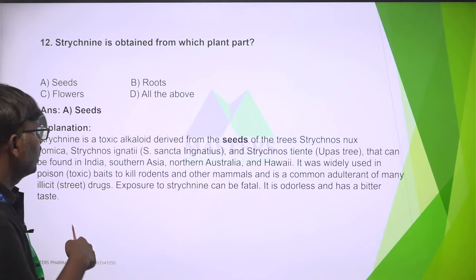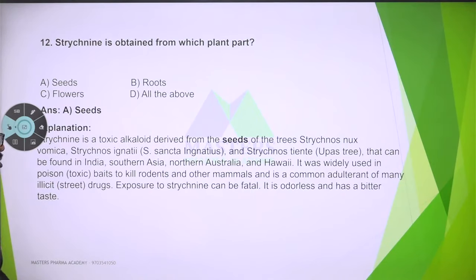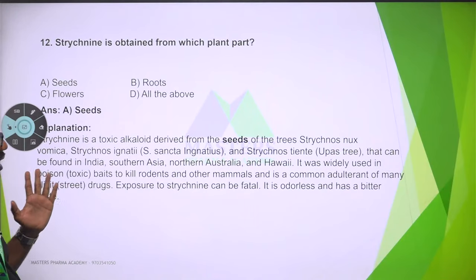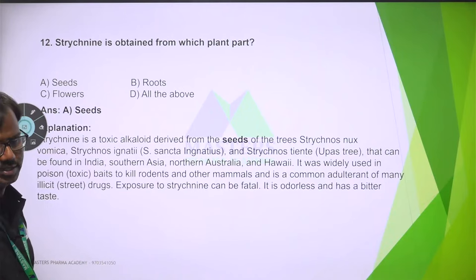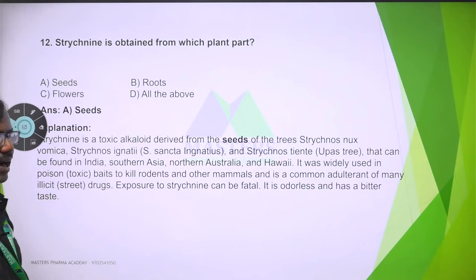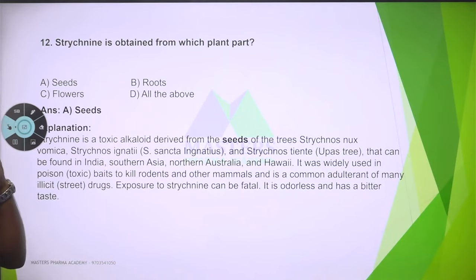The biological source is Strychnos nux-vomica, and other sources are Strychnos ignatii and Strychnos toxifera, the Upas tree. So they have different names and different sources, and it is widely used in poison cases. Exposure to strychnine can be fatal. If you are exposed to these seeds or plant, it will be fatal. It will cause death, right? It is odorless, with a bitter taste.